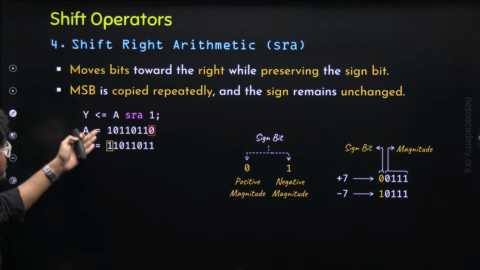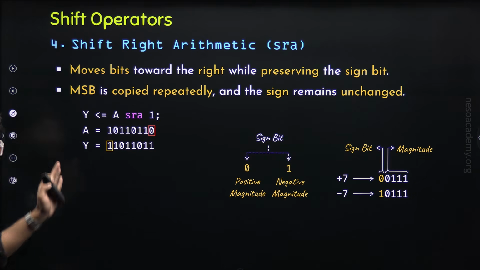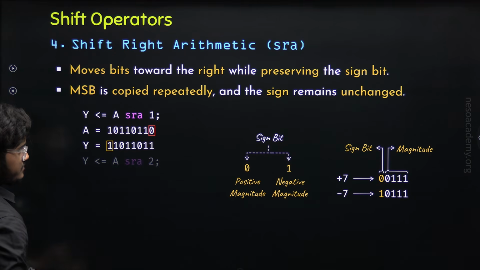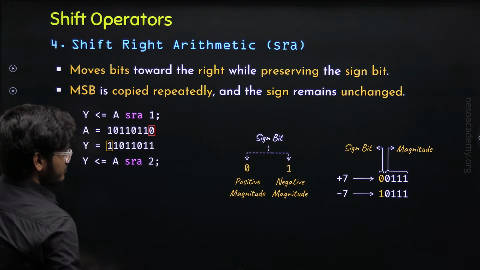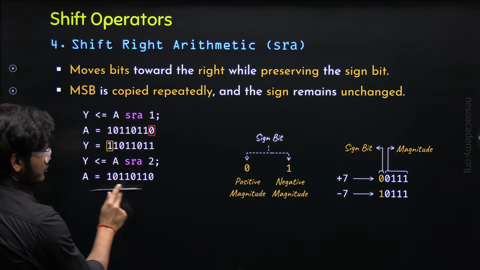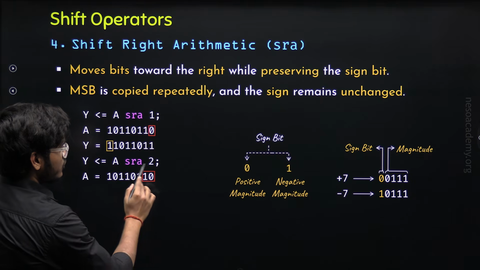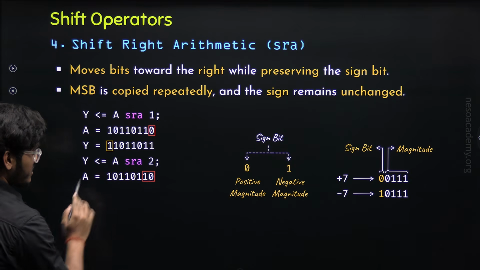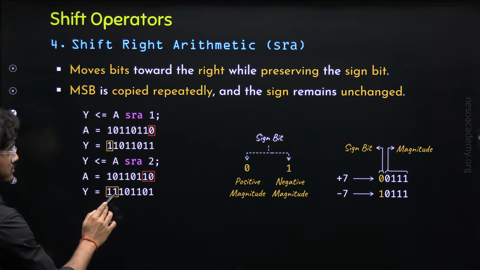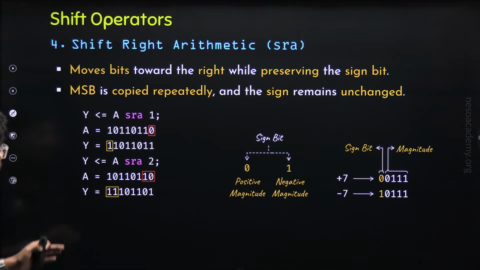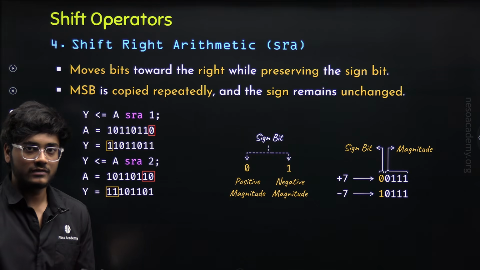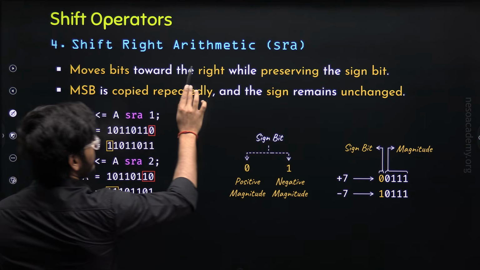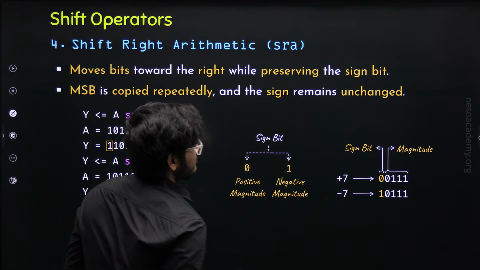Now, in this case, the MSB remains the same, meaning the sign of the number remains the same, even if I shift this vector by 2 places. For that, I will write SRA 2. So, the vector A shifts to the right by 2 places, which means remove these 2 rightmost bits and this time fill the empty positions using the MSB. So, the output will be 11101101. So, in these cases, the MSB remains the same, which means the sign remains the same. So, I hope you understand that in SRA operation, the sign remains unchanged.